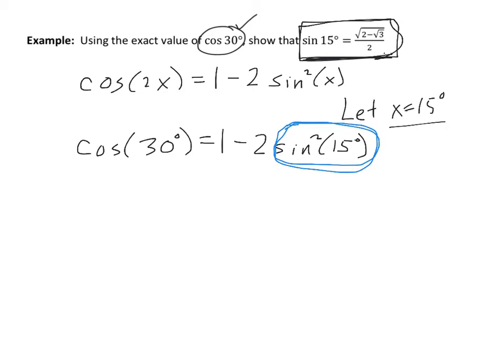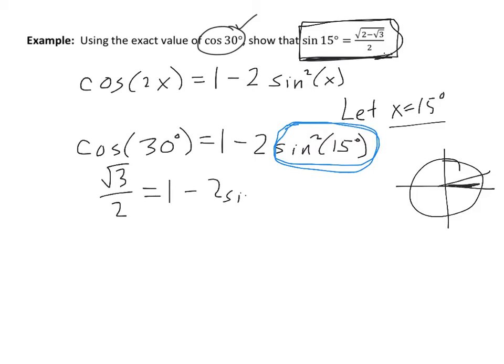So what is the cosine of 30 degrees? Cosine of 30 degrees in the unit circle, 30 degrees is over here. Cosine is the long one. So that's the square root of 3 over 2. So this is the square root of 3 over 2 equals 1 minus 2 sine squared 15 degrees. By the way, on show problems, it's always nice to be looking up at what we're trying to show. So as soon as I wrote the square root of 3 over 2, I was fairly happy because there's a square root of 3 right there. So I'm kind of feeling good about where this might be going.